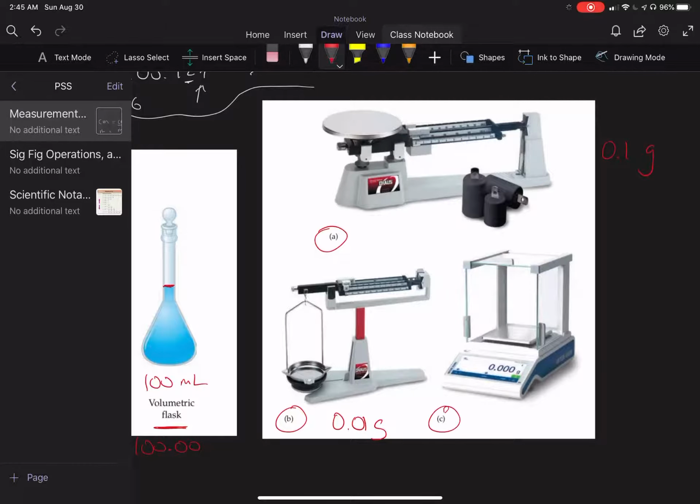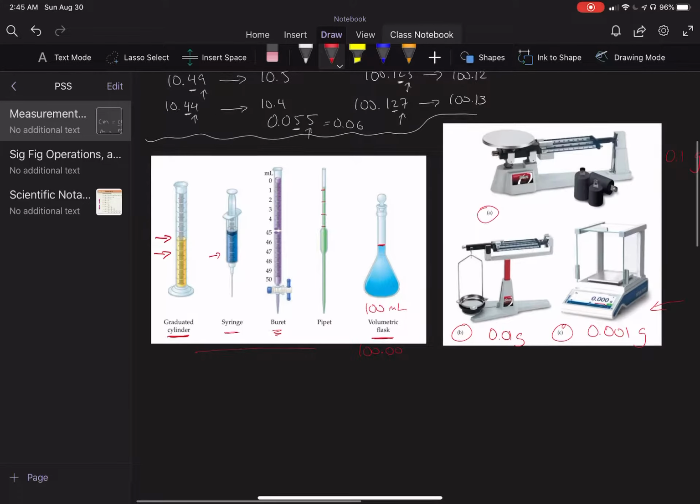This is the kind that we have in our laboratory that you more commonly would see, but this is the most precise, and you can see from the little drawing, it goes out to 0.001 grams. So we would say that this one, the electronic balance, is basically the most precise one. So we get more significant figures when we use one like that.